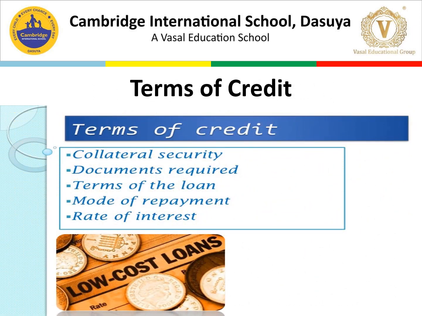So in the end, we have the last topic, that is terms of credit. So the first point is collateral security. This is very, very important. Whenever we have to take a loan, we have to mortgage something to the bank up to the value of 70% of the loan which we are taking. Suppose we are taking a loan of 1 lakh rupees, so the bank will give you a loan of only 70,000 and 30,000 will be kept for the interest that they have to charge from you.